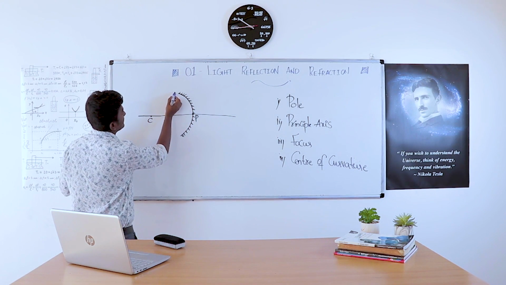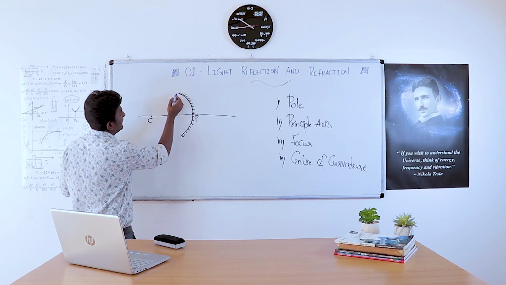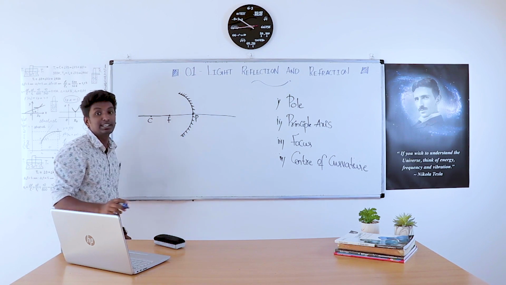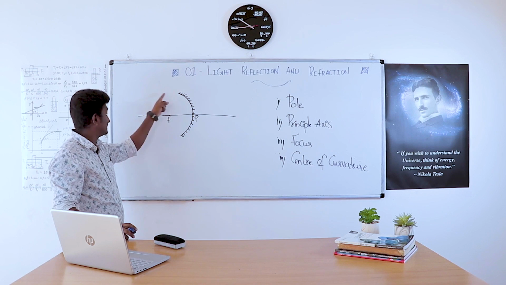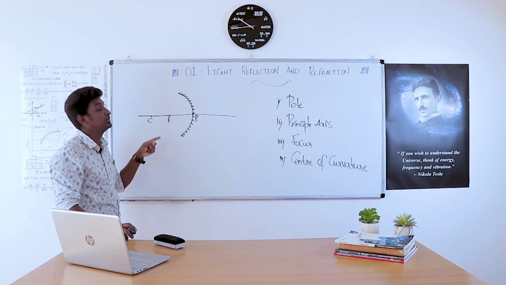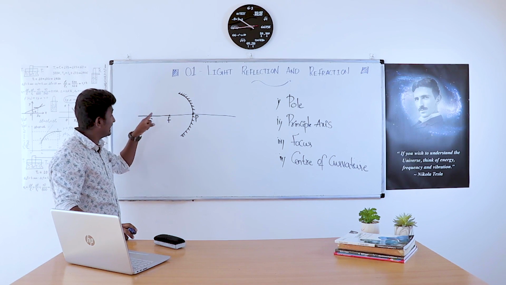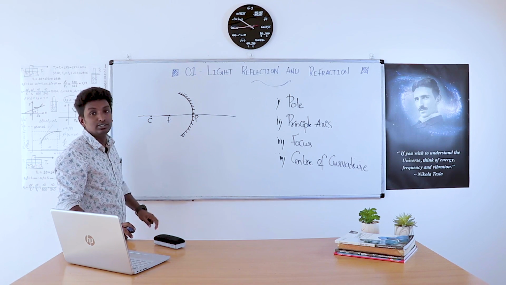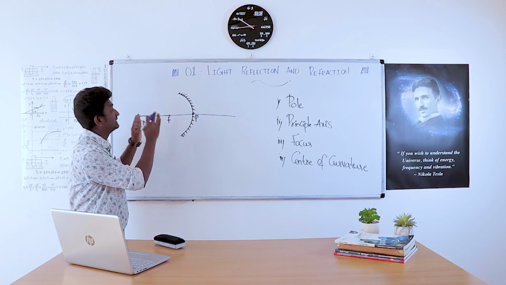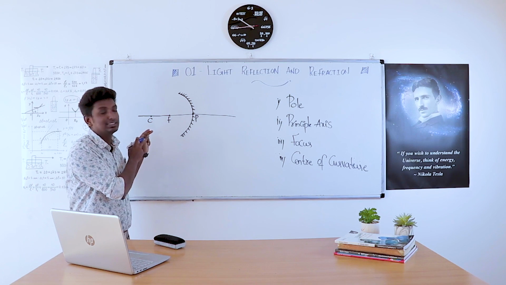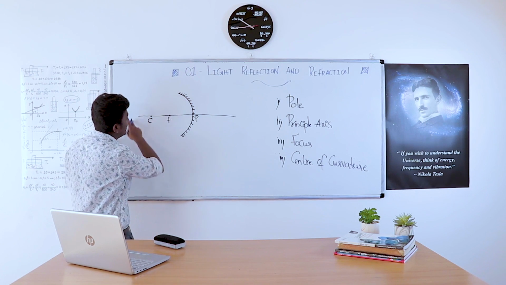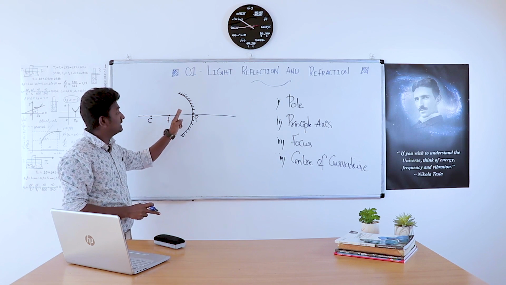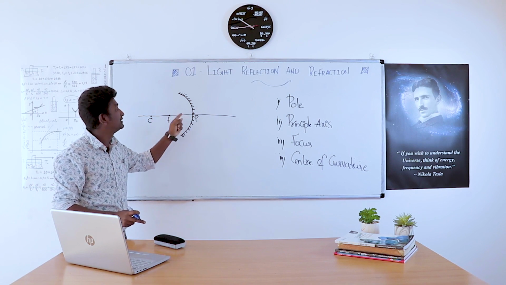Now, when I extend this mirror, we get a complete spherical surface. The center of this spherical surface is the center of curvature. So this mirror is a part of that spherical surface. When I complete this, we get a whole sphere, and this mirror is a part of that sphere.